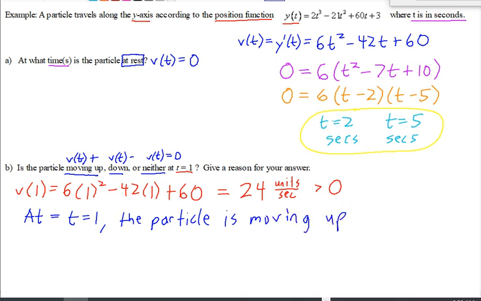And then it says give a reason for your answer, which is just another way of saying to justify it. So your reason would be: since v of 1, which we just calculated, is greater than 0, we can say it's positive.